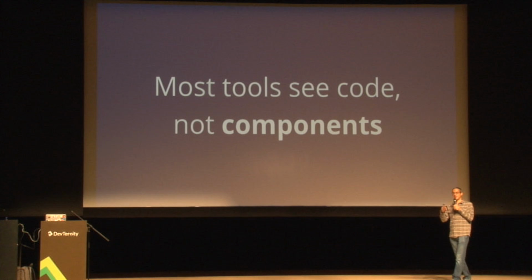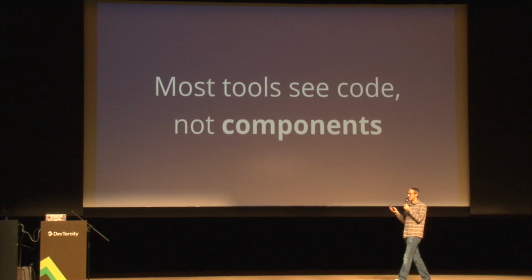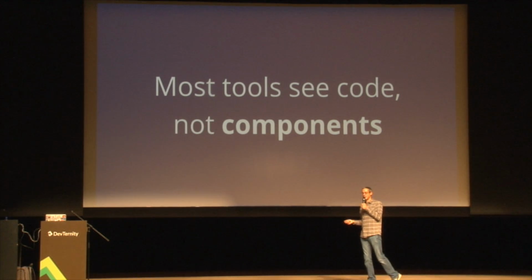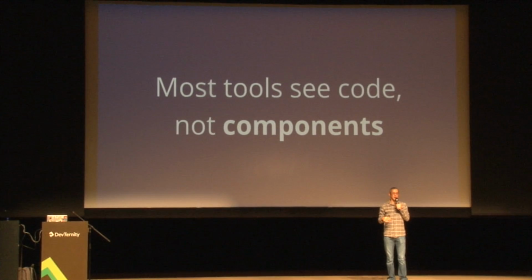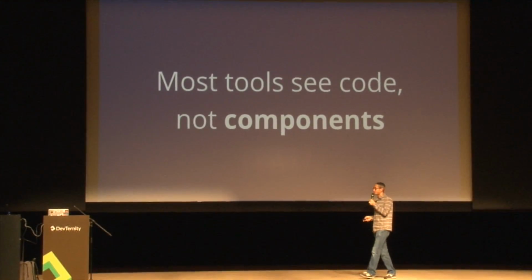I know that's how they work, but that's the problem as well. And they don't understand what a component is. So if I'm reverse engineering a diagram from a code base, I don't want to see code, I want to see components. I want to see that one level up.